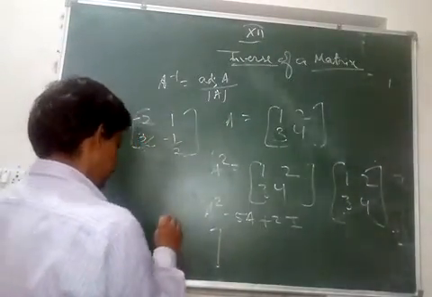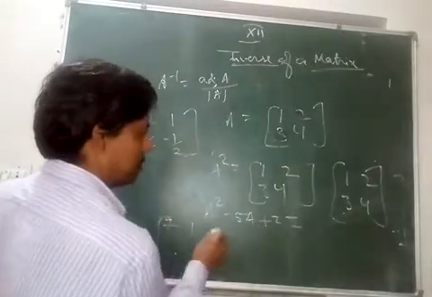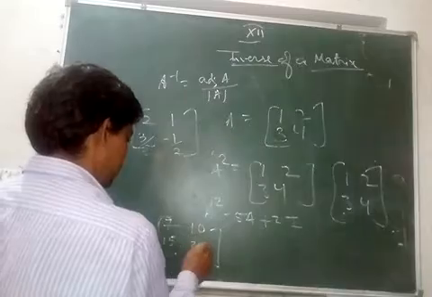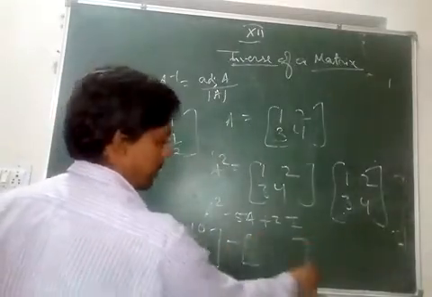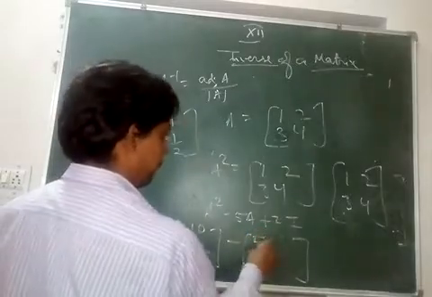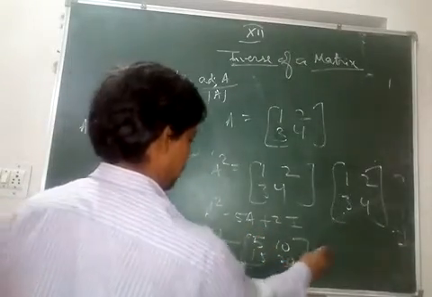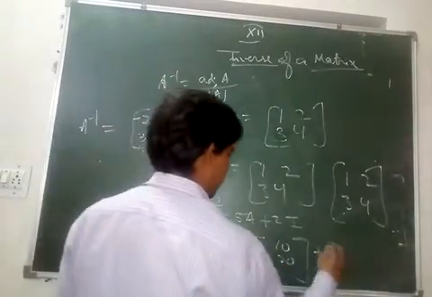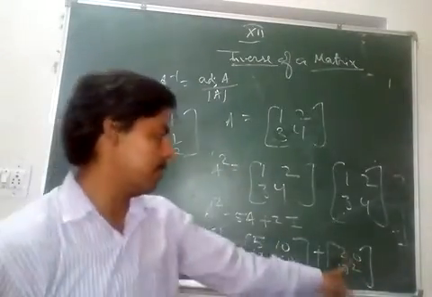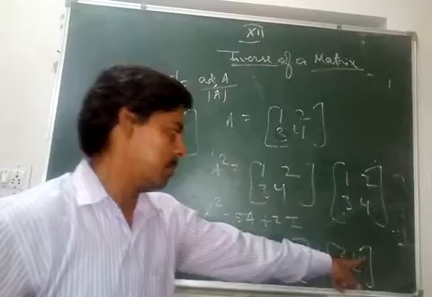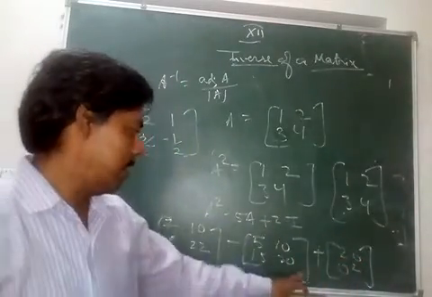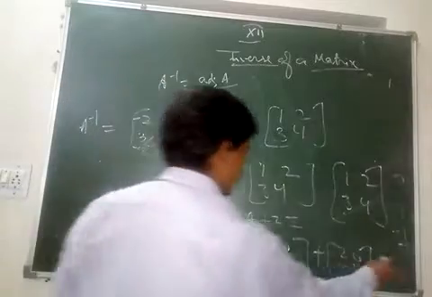This was 7, and this was 10. This was 15, and this was 22. Minus 5 times A. What is 5 times A? Multiply this by 5: 5, 10, 15, 20. Plus 2I. What is 2I? 2, 0, 0, 2. Now just add: 7 minus 5 plus 2 is 0. 10 minus 10 plus 0 is 0. 15 minus 15 plus 0 is 0. 22 minus 20 plus 2 is 0. So this is equal to 0.